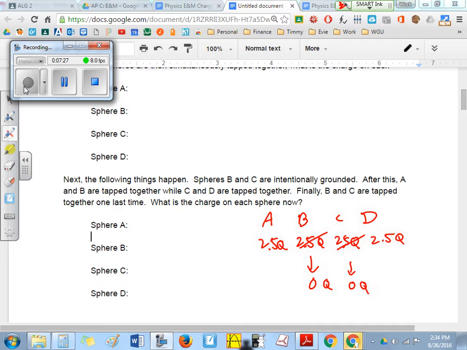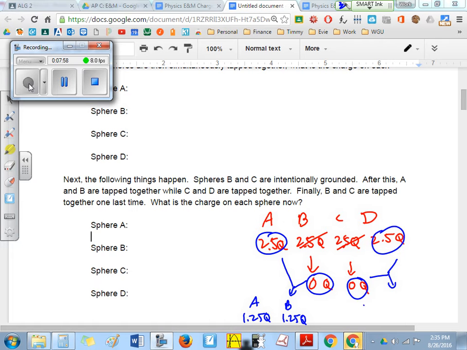After that, A and B are tapped together, and C and D are tapped together. So let's see. A and B are tapped together, so they're going to be combining their 2.5Q and their 0Q. What's going to happen there? A is going to end up with 1.25Q, and so is B. Remember, they share it evenly. Meanwhile, C and D are also tapped together, so the same thing happens. Now C has 1.25, and so does D. So everybody has 1.25 charge.